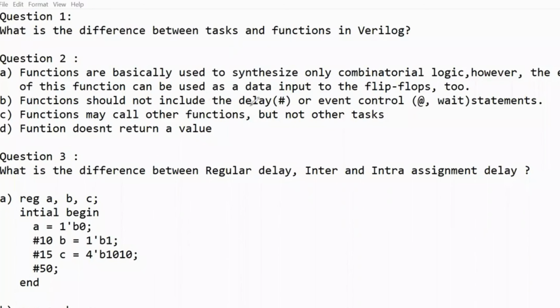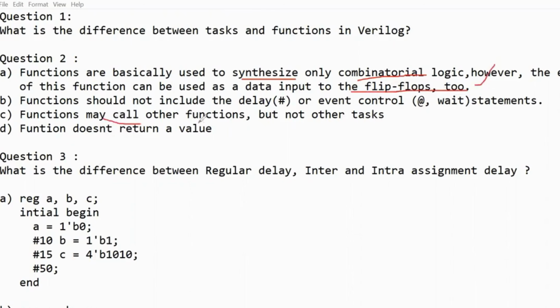B, function should not include delay. Okay, correct. And functions are basically used to synthesize only combinational logic circuits, and the end result of this function can be used as data input to the flip-flops too. Yes, that's also true. Functions we'll use mainly for synthesizing the combinational logic circuit. Whatever output we have generated from the combinational logic circuit which is used by the function, those things can be fed to the flip-flop also. So option 1 is also correct.